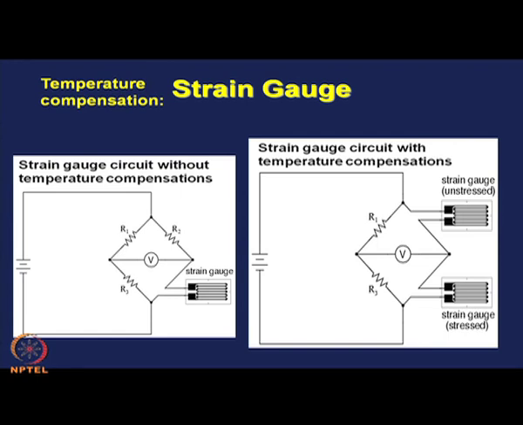Now, the resistance of a wire can also change with change in temperature. So, if there is any change in the ambient temperature, that will also try to change the resistance of the strain gauge. So, it is not only the strain that will try to change the resistance of the strain gauge, but also the temperature. So, we need to compensate for the changes in temperature.